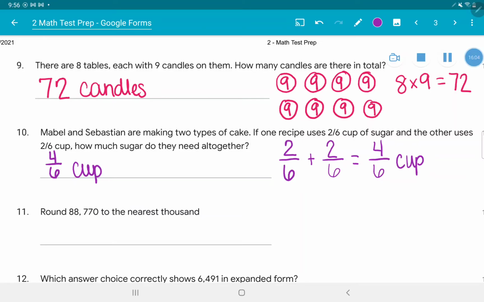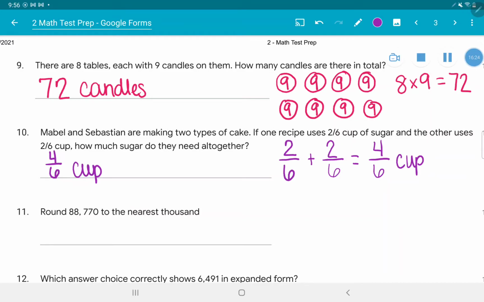Okay? Click next. Let's go on to the next question. Wait, do you put cups on it? Yes, you need to include your measure. Dude, how was that supposed to be hard? All right.